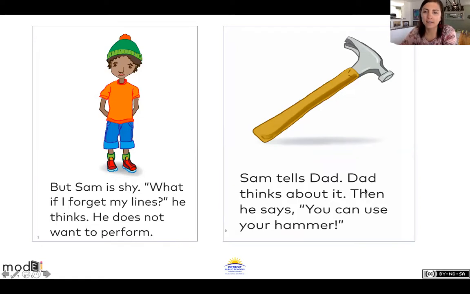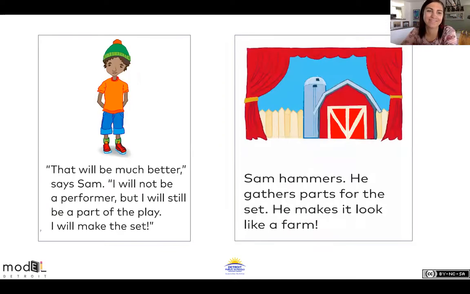Sam tells Dad. Dad thinks about it. Then he says, you can use your hammer. He's like, you know that hammer I got you for your birthday? Why don't you use that? That will be much better, says Sam. I will not be a performer, but I will still be part of the play. I will make the set. Sam hammers. He gathers parts for the set. He makes it look like a farm.